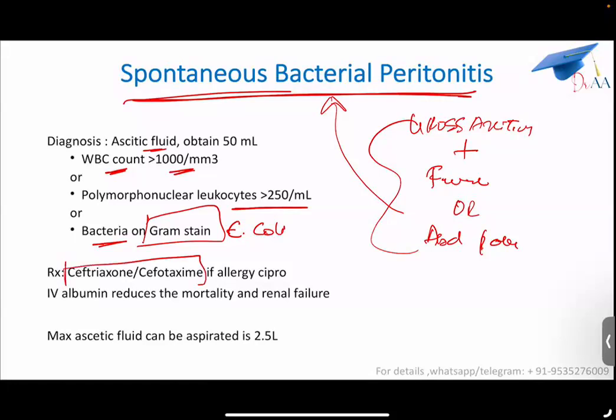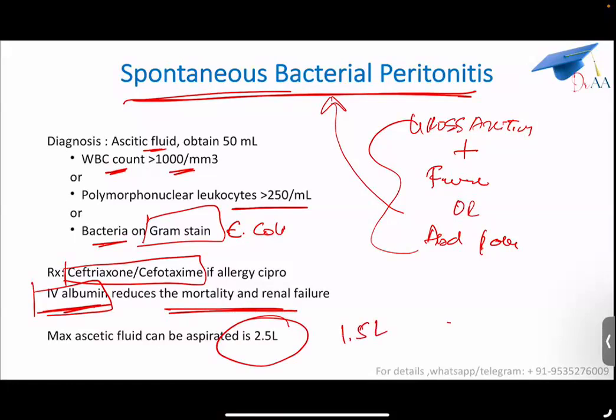Usually we'll be giving third generation cephalosporins like cefotaxime or ceftriaxone. IV albumin reduces the morbidity, mortality and renal failure. So every patient gets IV albumin. If you're planning to tap ascitic fluid, don't tap more than 2.5 liters. That's the maximum you can tap in a single setting. Similarly, for pleural fluid, it's 1.5 liters. Similarly, if you're tapping air, as in a simple pneumothorax or spontaneous pneumothorax, you can aspirate 2.5 liters in a single sitting. Don't do it more than that.